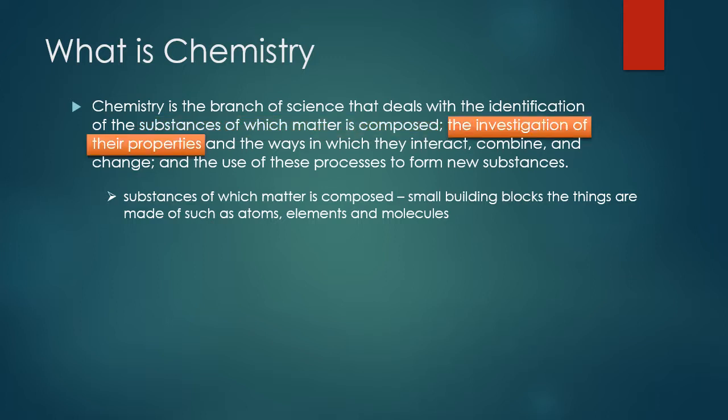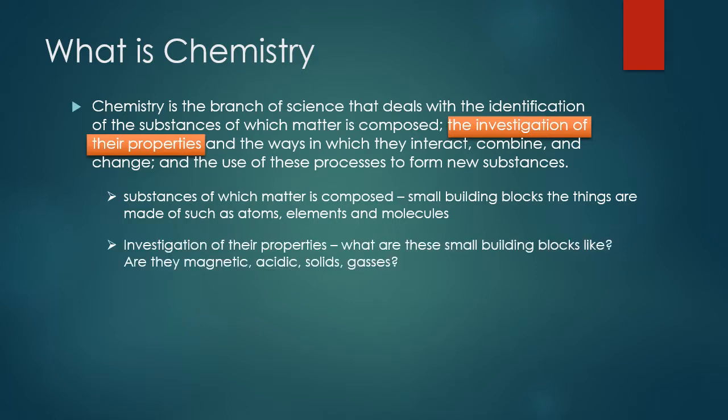Next part of the definition: chemistry is the investigation of their properties. When we talk about all these little pieces that things are made of, what are their properties? What are these small building blocks like? So we talk about small building blocks that are in our body. Are they magnetic, acidic? Are they solids or gases? And these all have an important role in how they make up living things.